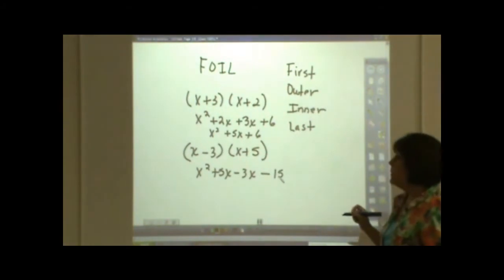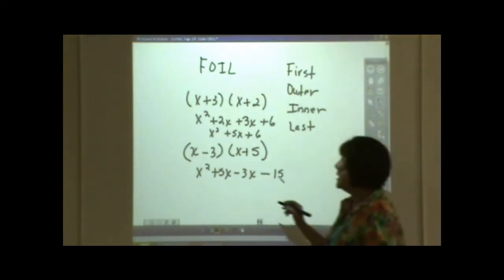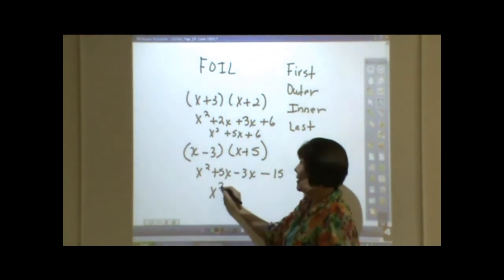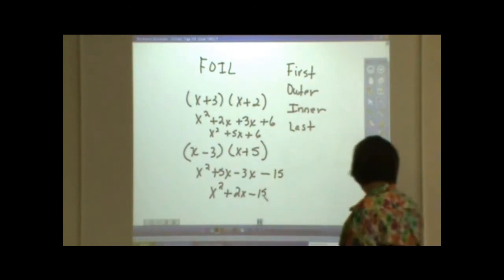As you use the FOIL method, you can always go back and check it as we learn to factor. Finishing up, we'll have x squared plus 2x minus 15.